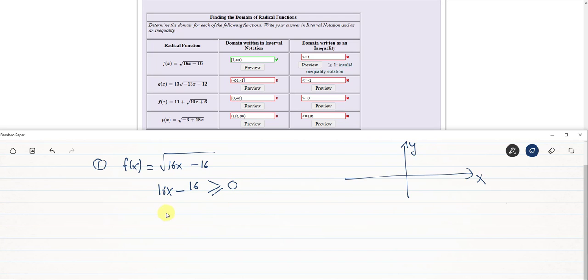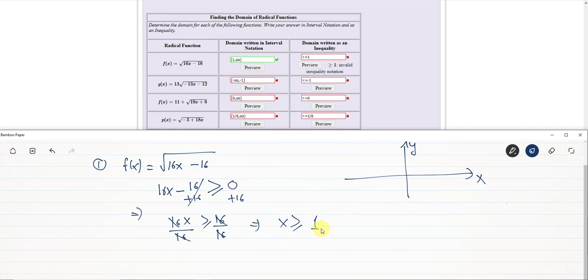And then you can solve for x. If I add 16 on both sides, I get 16x bigger than or equal to 16, and I divide by 16 on both sides, then I get x bigger than or equal to 1.